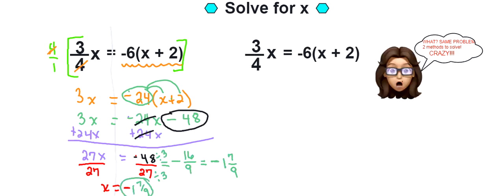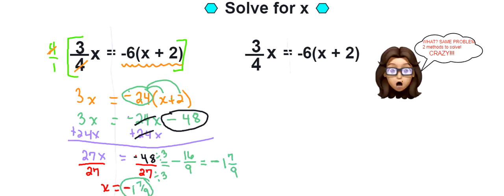So that's method 1. What are we going to do in method 2? I'm wondering how many of you like that method. It'll help you whenever you're doing fractions. We're going to do more with fractions where there's more than one fraction, and you can see how that works. But let's go over here. Again, we're going to read the problem. It says solve for x. 3/4 times x equals -6 times the quantity x plus 2.